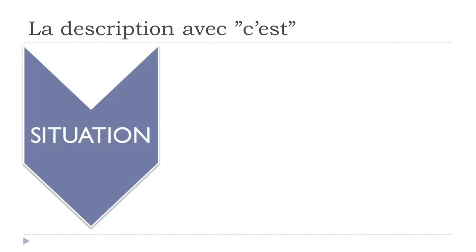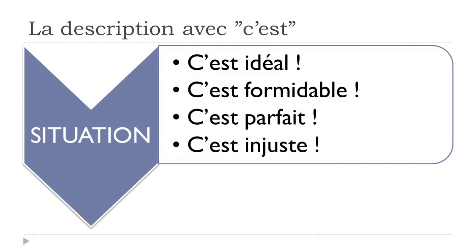Let's see another example. If you want to describe a situation, for instance, it would be an option. C'est idéal, ideal. C'est formidable. C'est parfait, so it's perfect. And then c'est injuste. Injuste, the opposite of juste, is unfair. So c'est idéal, c'est formidable, c'est parfait, c'est injuste. Same thing here, remember that all these adjectives are at the masculine form.